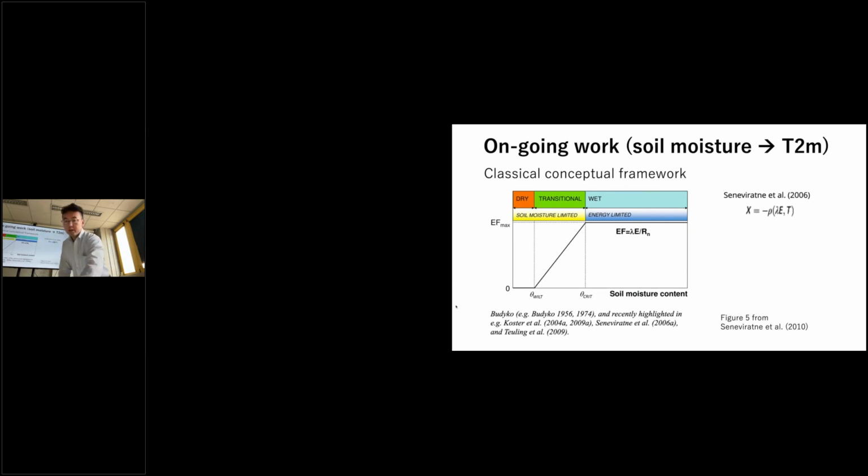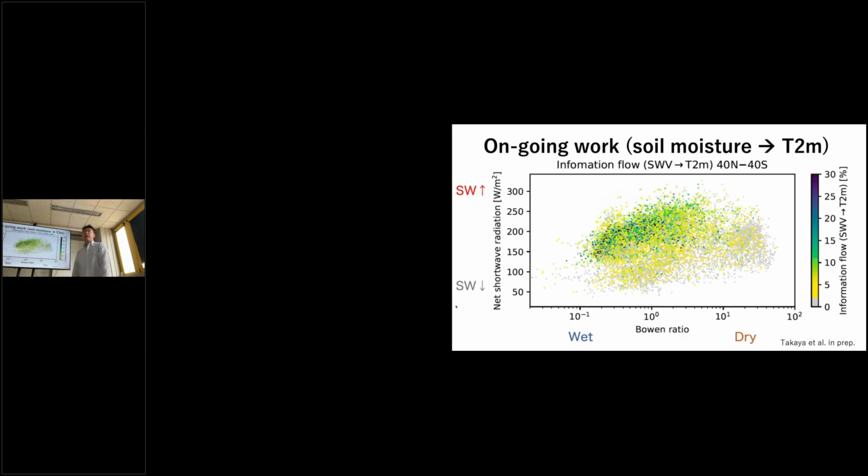So in our analysis, we directly assess the causality from soil moisture to the temperature. So I think this is a more direct way to assess the soil moisture impact on the 2 meter temperature. And as I said, this is a very natural way to assess the impact in terms of the entropy.